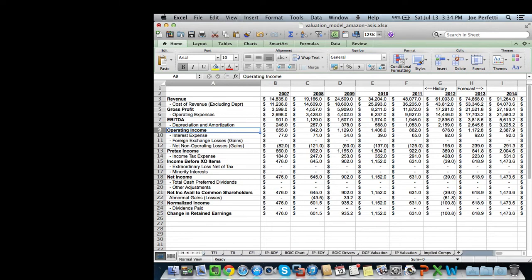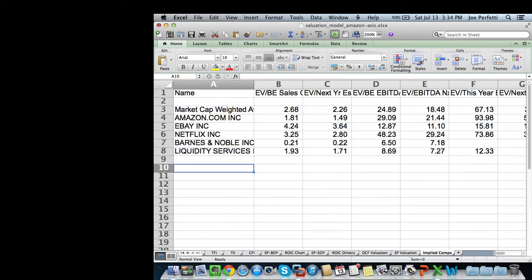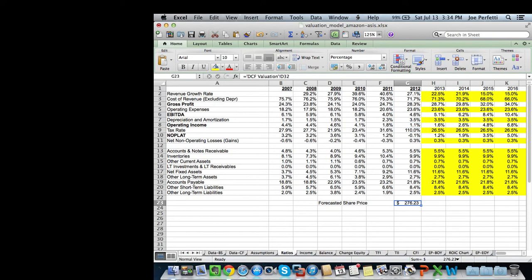And what I mean by implied comps is, for the model data, what comps does, in this case, under the ratios, a $276 share price represent? Okay, and so that will give us what we're forecasting as the multiples for these companies. Does that make sense? Okay, so we'll go through the ratios.